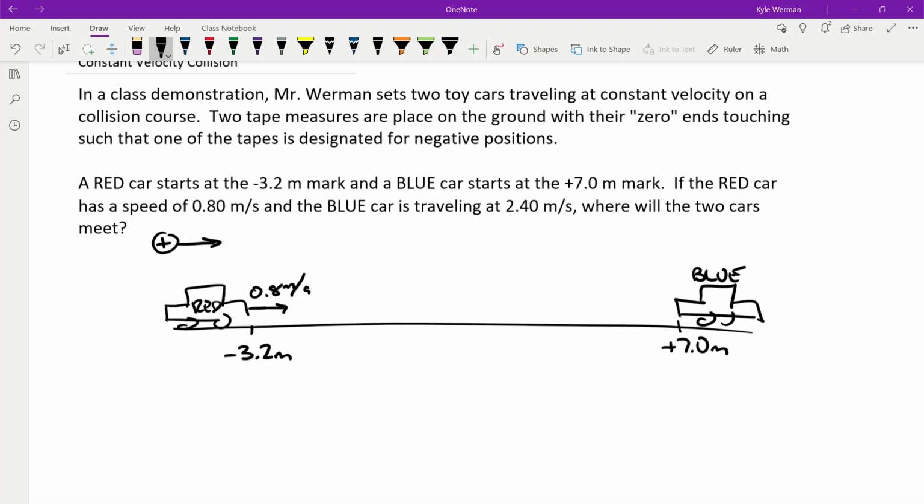And when we draw vectors, we draw the length to represent the magnitude or the amount. So 0.8 is the amount. Well, then 2.4 better be 3 times as long. So we'll get in the habit of drawing these arrows, and I'll label this 2.4 meters per second. I've drawn it longer than 0.8 just to represent that magnitude.